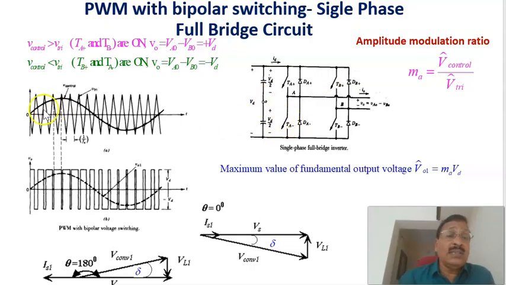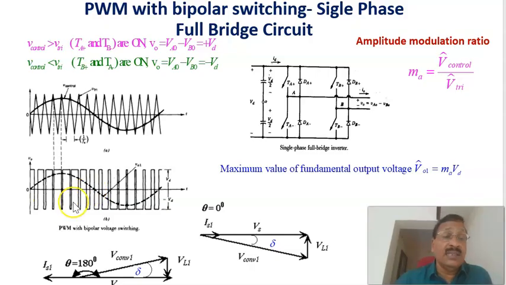Therefore, once the modulating signal is more than the triangular signal, these 2 switches are on, meaning that here we'll be getting a voltage plus VD. And once the modulating signal magnitude is less than the triangular signal, that is, the triangular signal is more than the modulating signal, these 2 switches are on. In that case, we will be getting minus this voltage VD here.